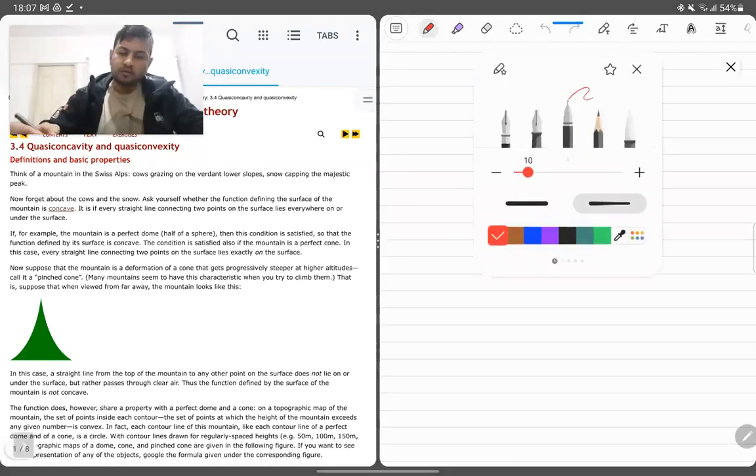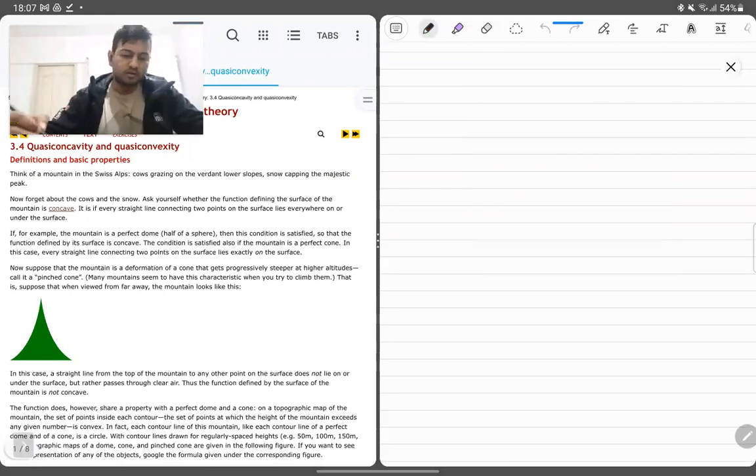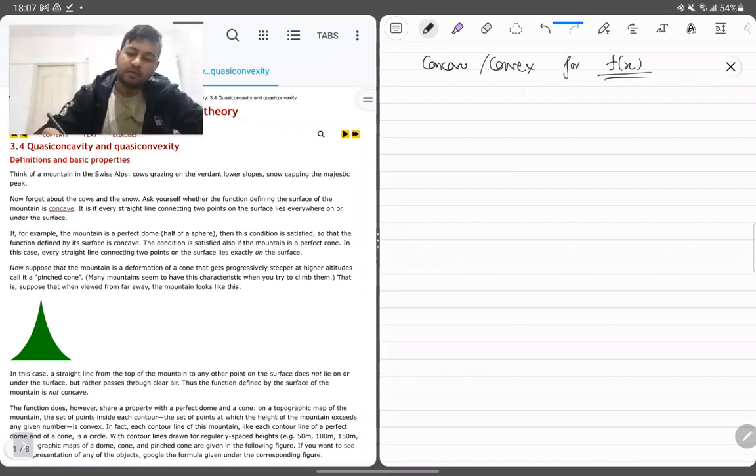Okay, so quasi-concavity and quasi-convexity. What we have done in concavity and convexity is related to functions of a single variable. One thing is concave or convex for some single variable function f of x. That is very straightforward. We just look at f double prime of x.